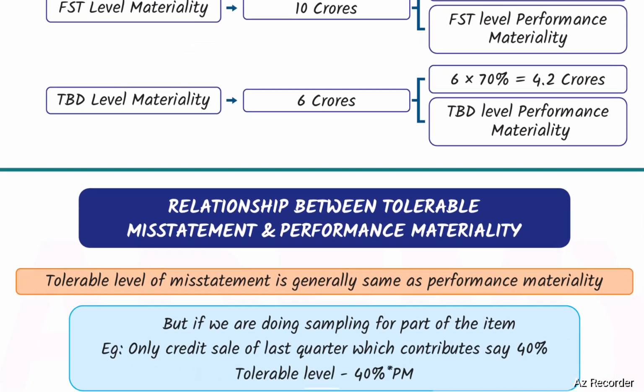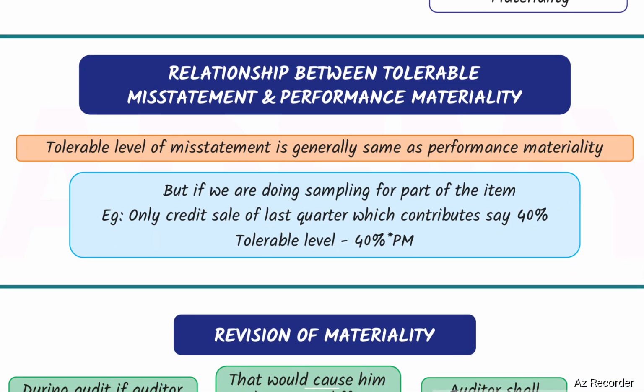Next, the relationship between tolerable misstatements and performance materiality. The tolerable level of misstatements is generally the same as performance materiality. But if we are doing sampling for part of the items, for example only credit sales of the last quarter, which contributes say 40%, the tolerable level equals 40% of performance materiality.